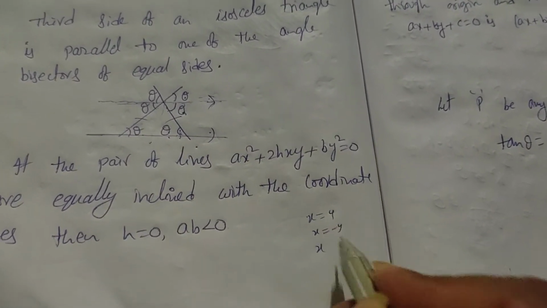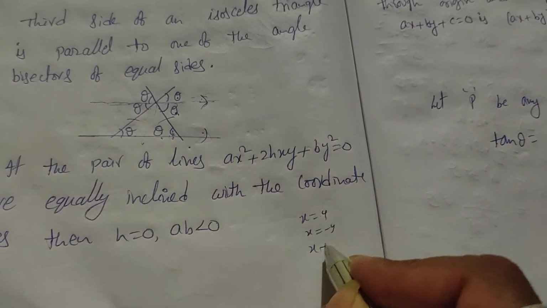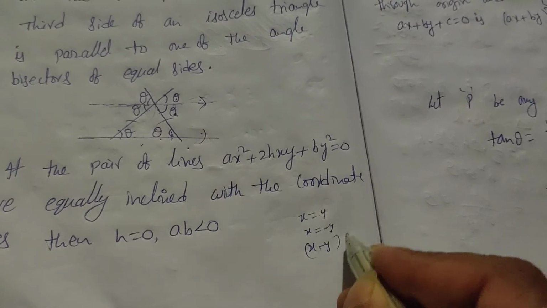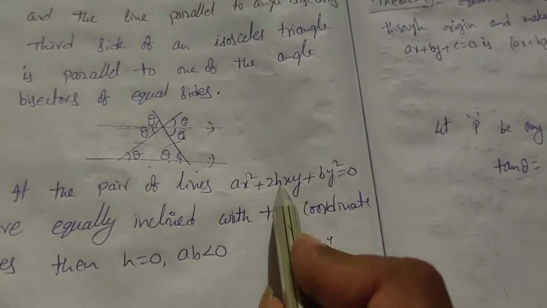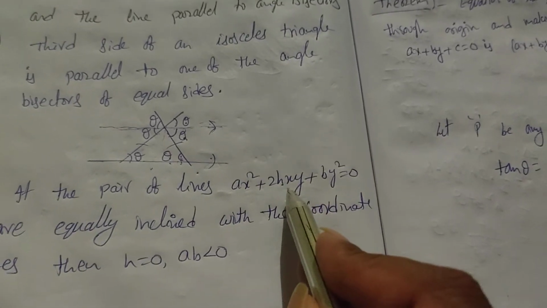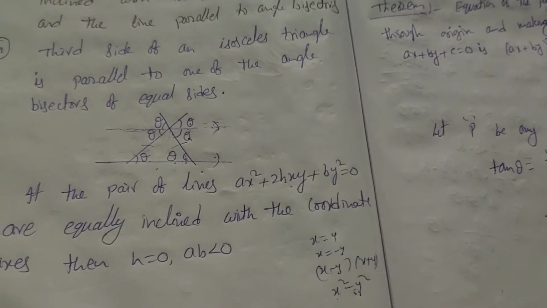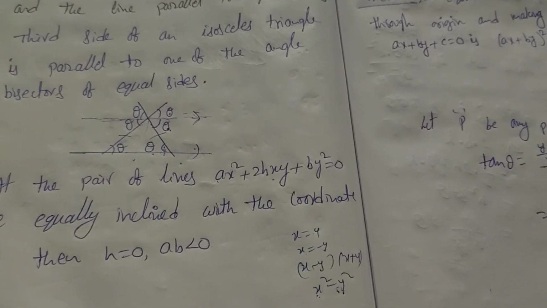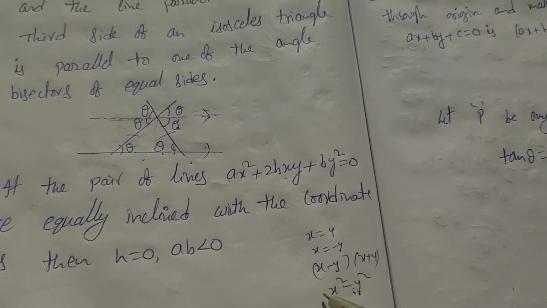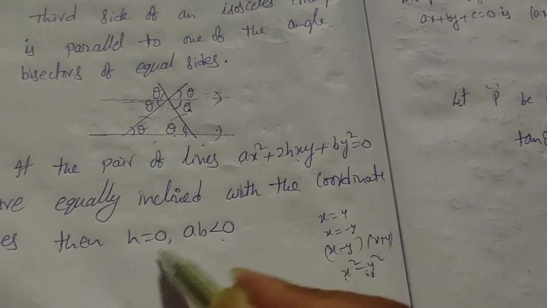That means just take the example. From x is equal to y, you can write x minus y. From the other, x is equal to minus y, you can write x plus y. The product will come to x square minus y square. So this becomes x square minus y square, which means there is no xy term. No xy term means h is equal to 0. And you understand, in the place of a, here 1, in the place of b, here minus 1. So both are opposite signs, so the product becomes negative. So h is equal to 0 and ab less than 0.